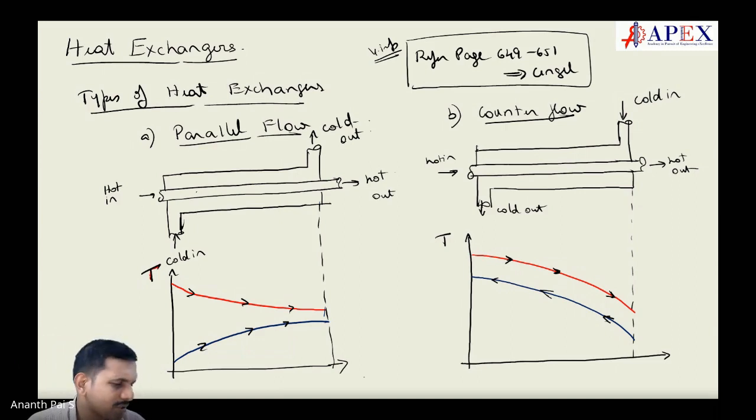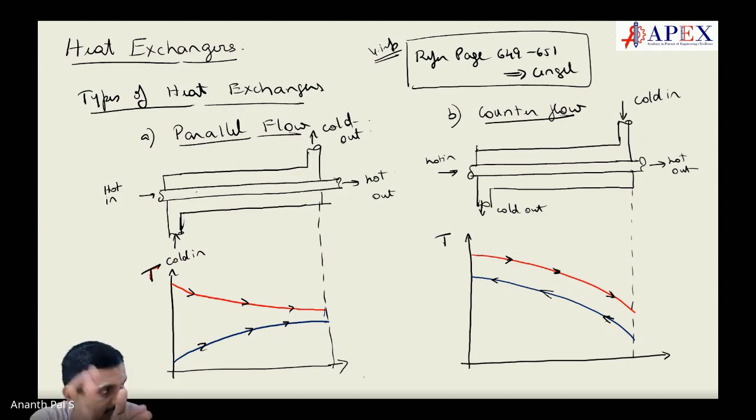He has said different types. There's something called shell and tube heat exchangers. There is a set of tubes and there's a shell. There's hot fluid coming in and going out from the shell, and there are a lot of tubes through which the other fluid flows. It's very commonly used.